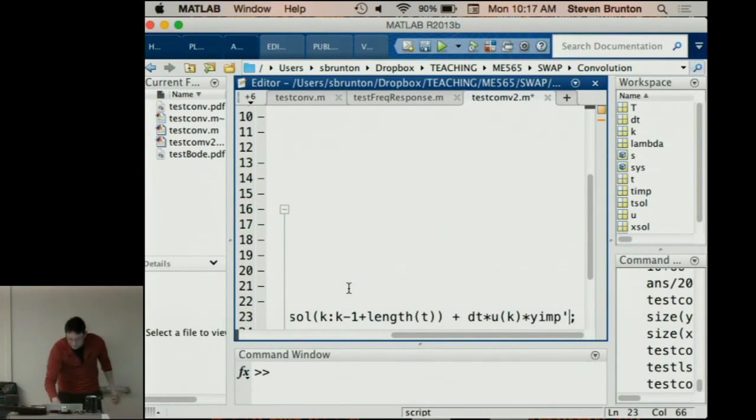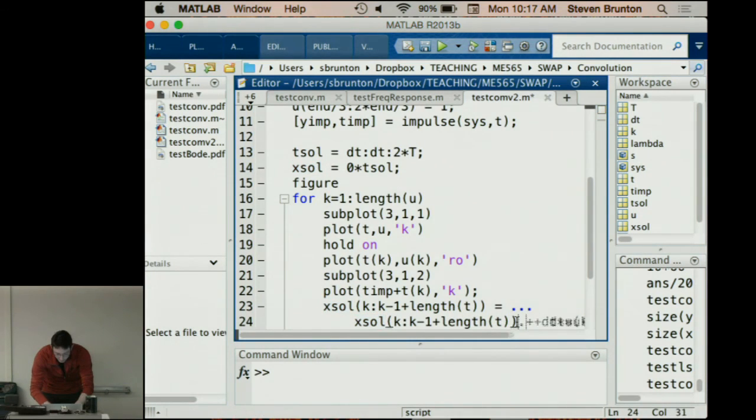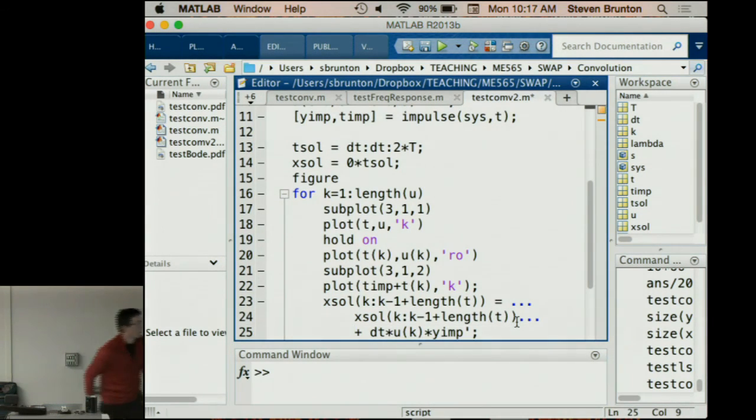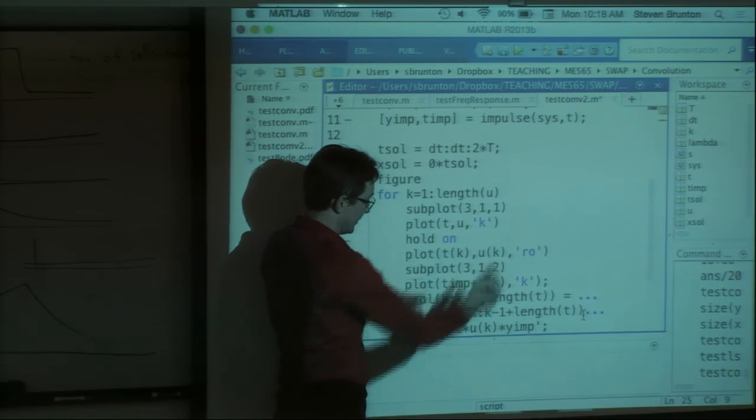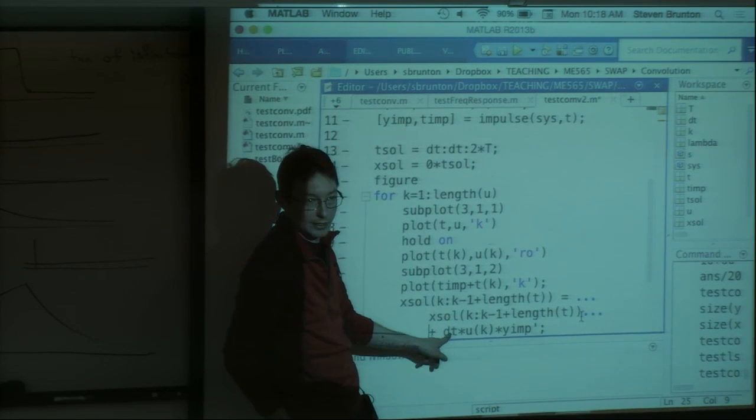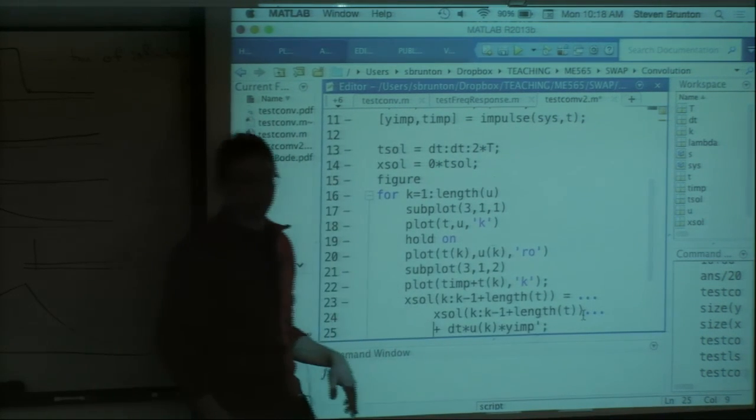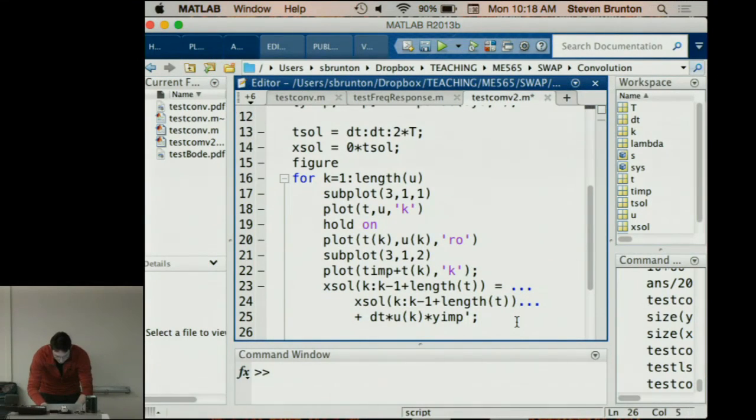Okay, this is hard to read. Maybe I will make it like that. So my solution vector at the current shifted values is equal to my old solution vector plus this new dt impulse response, dt times u of k times my impulse response. I think that's actually it. So now I get to plot it.